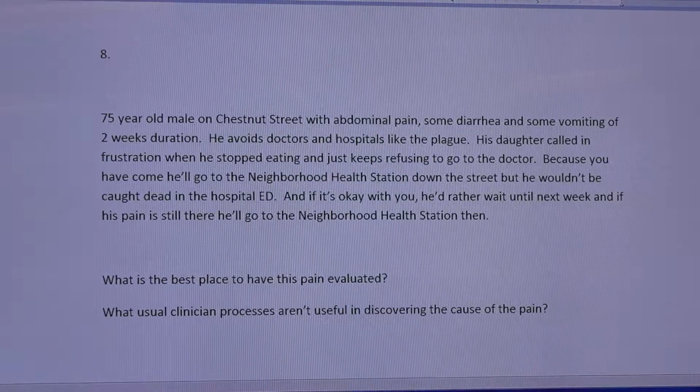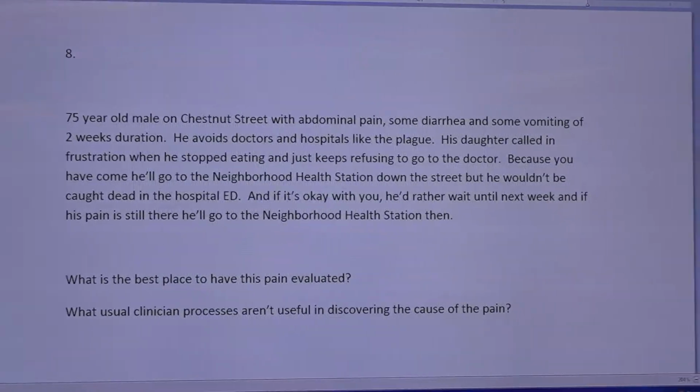Because you have come, he'll go to the neighborhood health station down the street, but he wouldn't be caught dead in the hospital ED. And if it's okay with you, he'd rather wait until next week, and if the pain is still there, he'll go to the neighborhood health station then. And then, what are you going to do with this guy? Alrighty, sir.